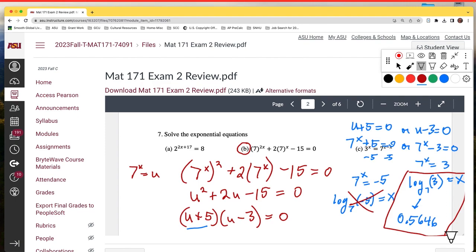So look for it. It might not be 7 to the x. It might be some other base, but there will be one like this that is quadratic in form, that you have to turn it into, just solve the quadratic by factoring. But once you've got that quadratic, put the exponential back in.